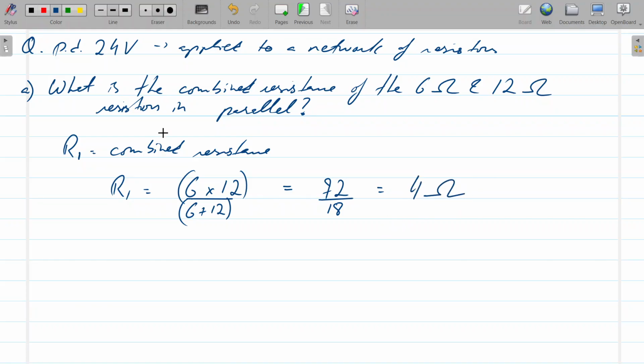Okay. So the combined resistance of 6 and 12 ohms is actually just giving you 4 ohms. So that's the first part.